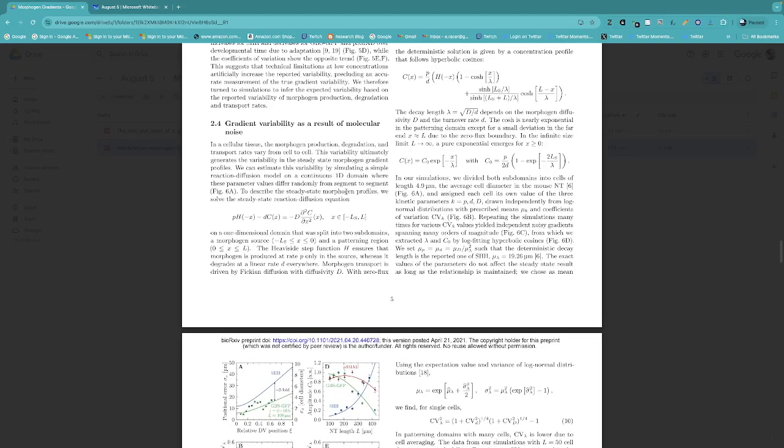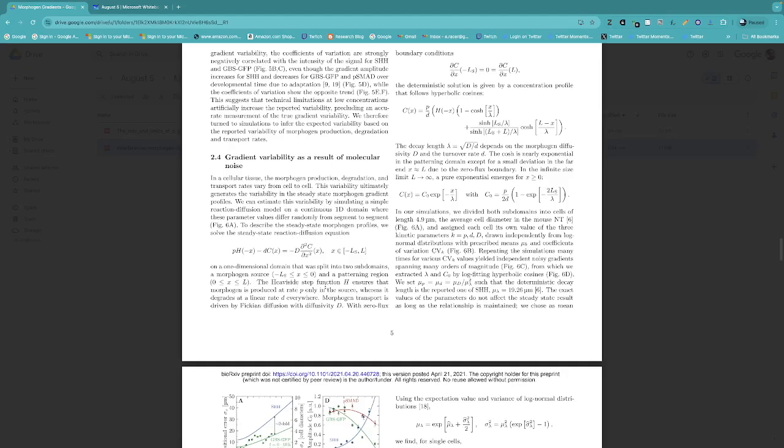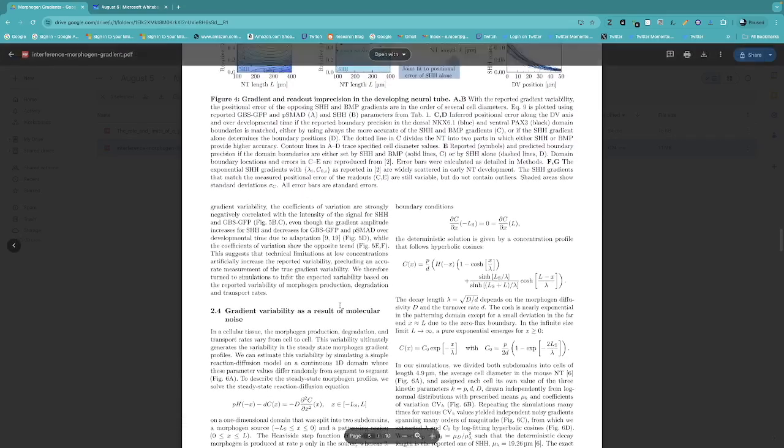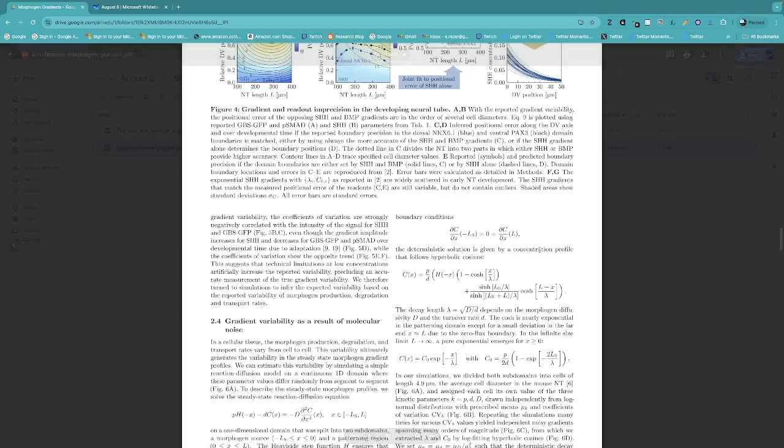To describe the steady state morphogen profiles, we solve the steady state reaction diffusion equation, which is here, in a one-dimensional domain that was split into two subdomains, a morphogen source and a patterning region. Then they use a Heaviside step function to ensure that the morphogen produced at rate p is only in the source, where it degrades at a linear rate d everywhere. So you have this production rate p, and this linear decay rate d. Morphogen transport is driven by Fickian diffusion with diffusivity capital D and zero flux boundary conditions.